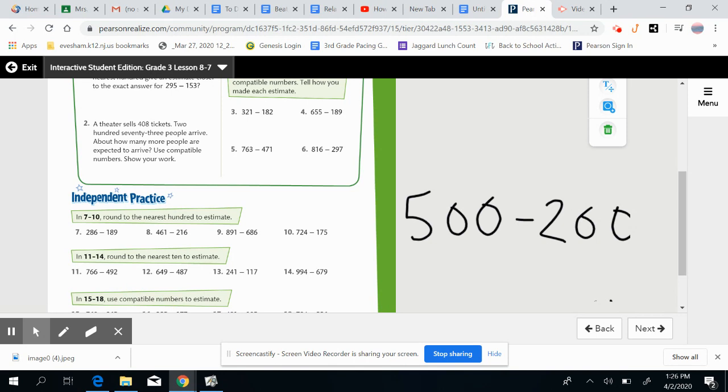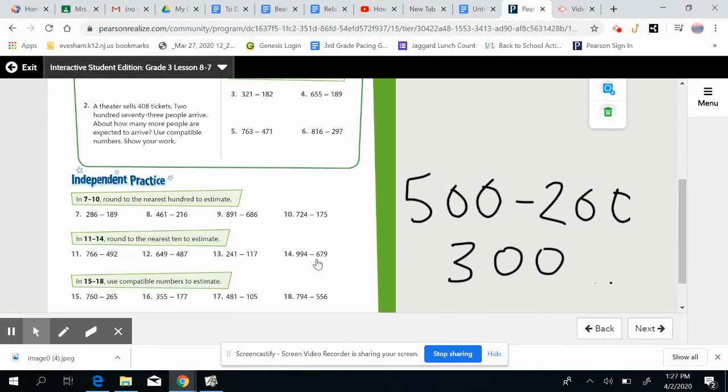Now I have my zeros. I'd look at 5 subtract 2 is 3, and add my 2 zeros, 300. All right, so that is what we're working on today.